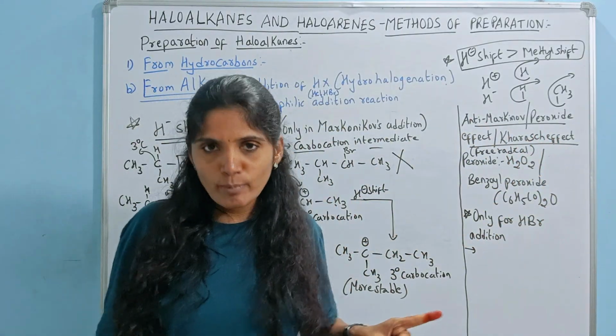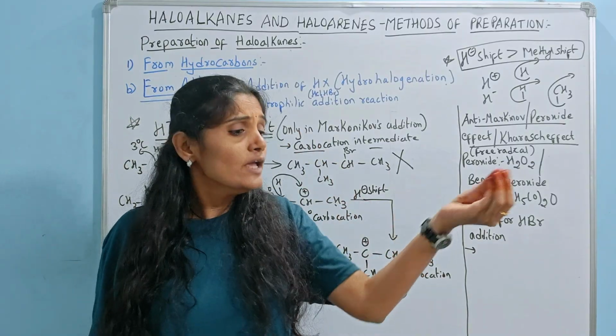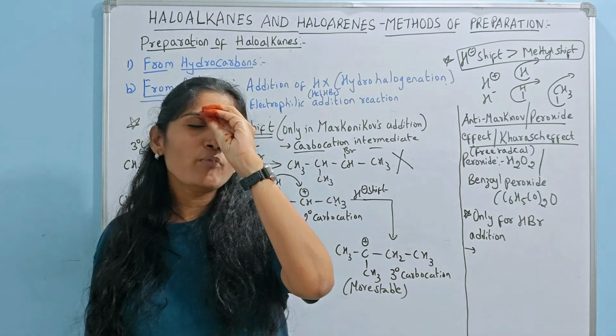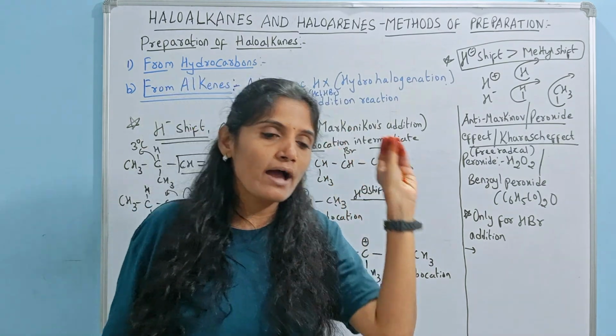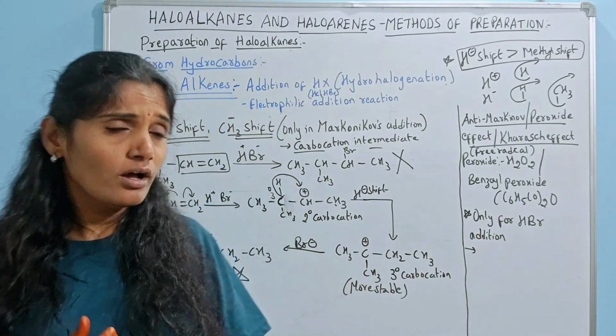So for any question under anti-Markovnikov addition, you can simply follow this: if you see the condition is HBr in the presence of a peroxide, put the negative part of the reagent on the carbon having more number of hydrogen atoms. That's it. There is no point of any confusion here.